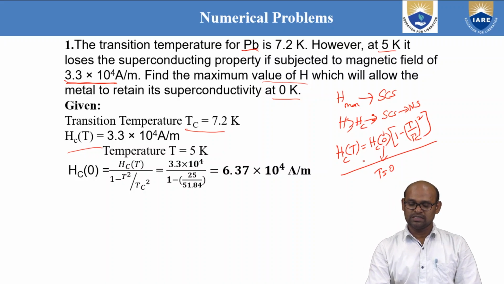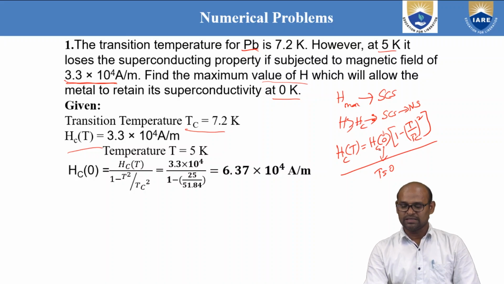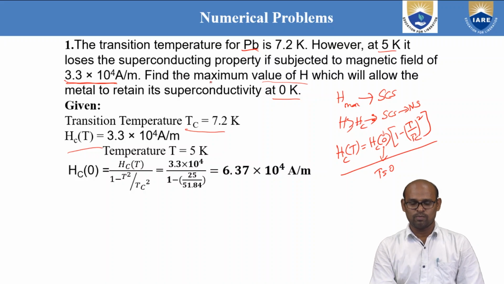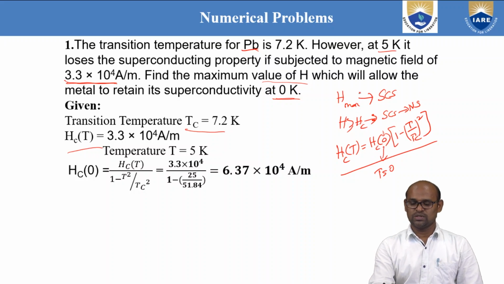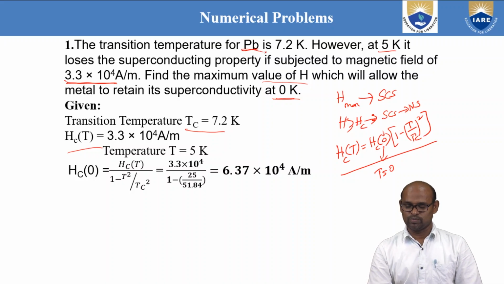Using this equation, we can calculate various parameters. We can calculate critical field Hc at any temperature T, we can calculate critical field at 0 temperature, and we can also calculate T and Tc. In this problem, they have asked us to calculate the maximum value of H at 0 Kelvin. So we need to find out this Hc of 0. At 0 Kelvin, what is the critical field which we can apply so that this lead material is going to retain its superconducting state?